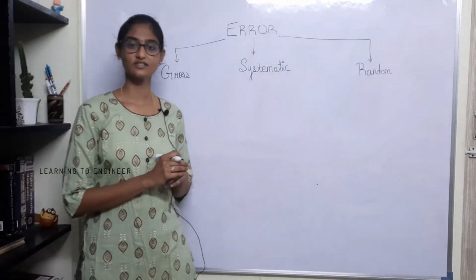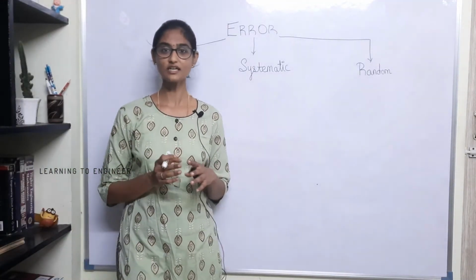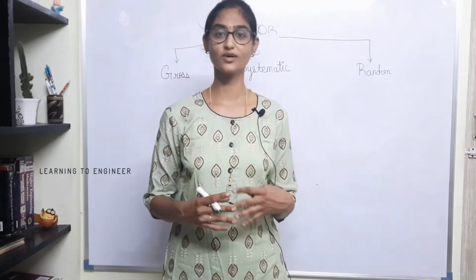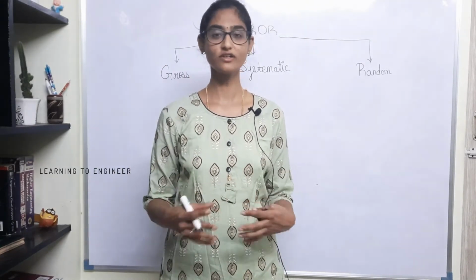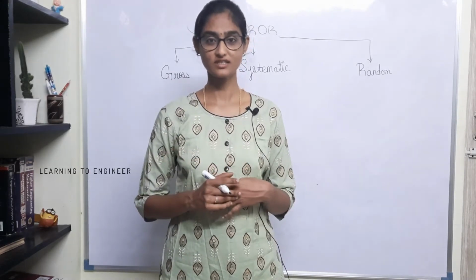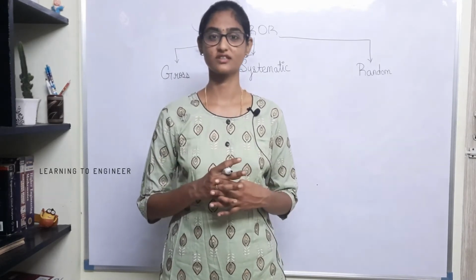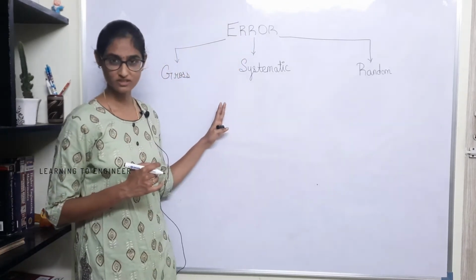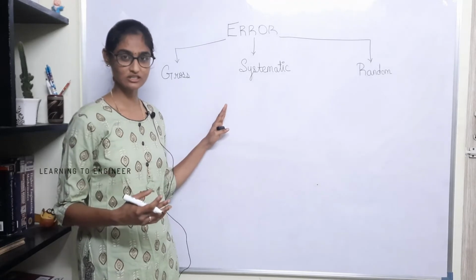These are the three kinds of errors. Basically, when we make some mistake, it may be at work or at home or anywhere, what do we do when we make a mistake? We blame someone, right? Who is responsible for it? We may blame ourselves. Those are gross errors, human mistakes or careless mistakes.